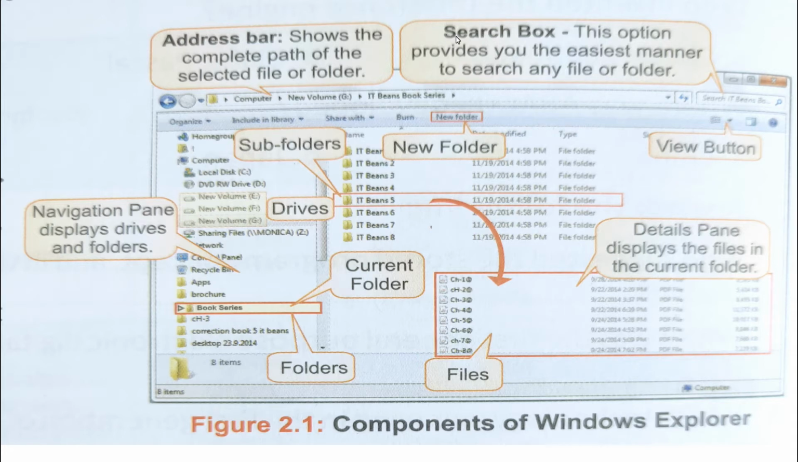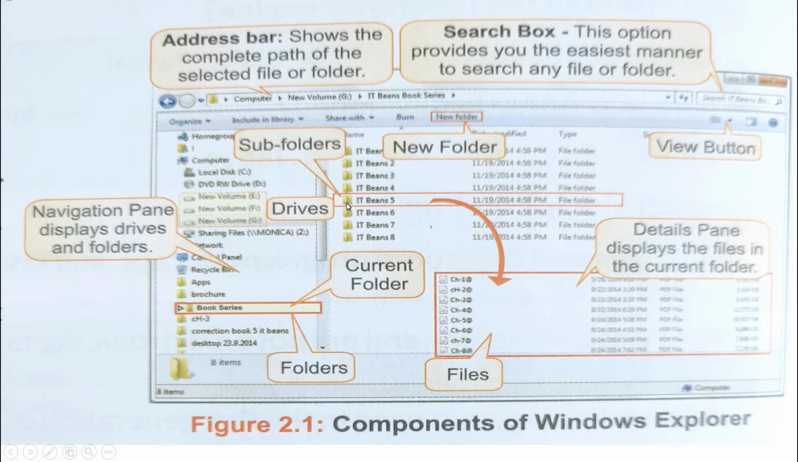Next component of Windows Explorer is New Folder. If you want to create a new folder, you can click on this new folder. Can you see yellow colored boxes here? These are icons of folders. These folders are inside the folder named IT Beans Book Series. So these folders are called subfolders. Subfolders means the folders inside the folder.